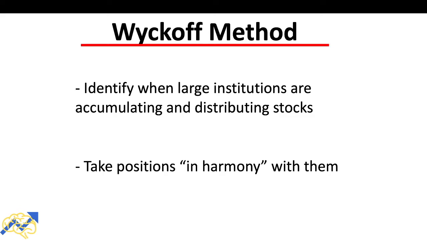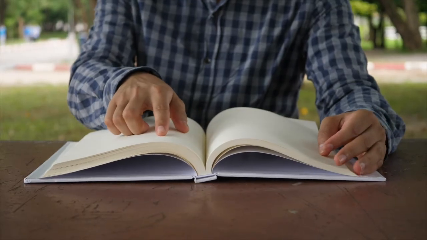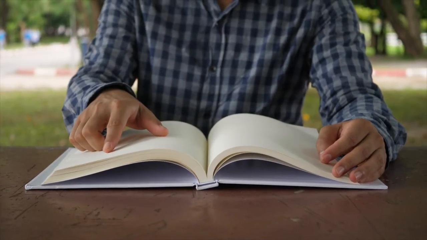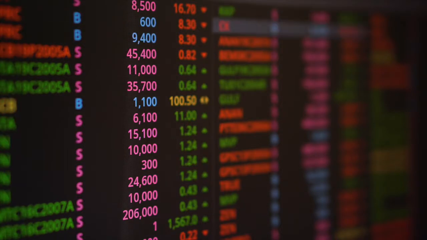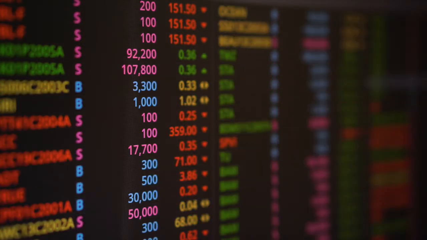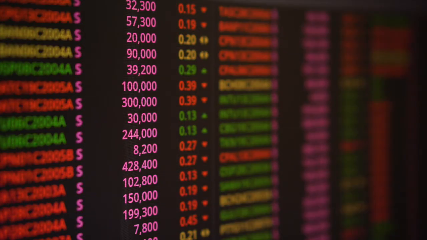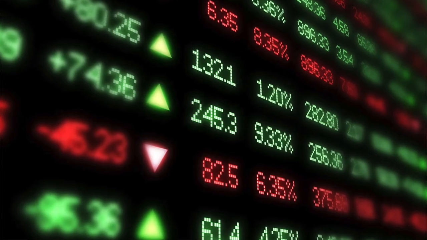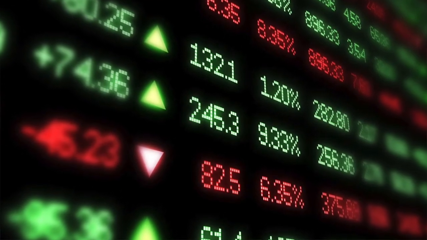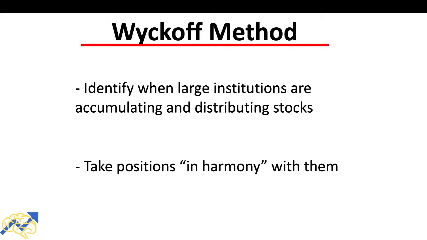So the Wyckoff method is a method invented by Richard Wyckoff himself to help him identify when large institutions are accumulating and distributing stocks. And the reason why we want to identify when large institutions are accumulating and distributing stocks is because a significant portion of a stock price movement is driven by institution buying and selling. So if you want to succeed and be profitable in the stock market, you want to take positions in harmony with these large institutions. And that is where the Wyckoff method can help us.